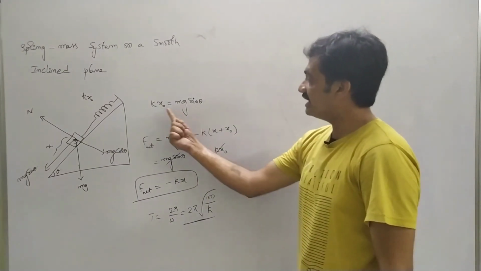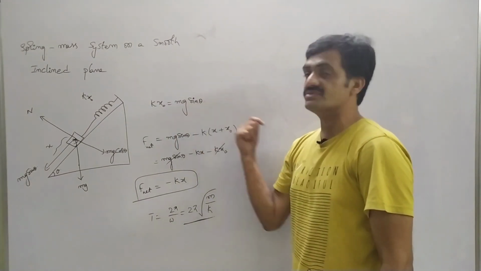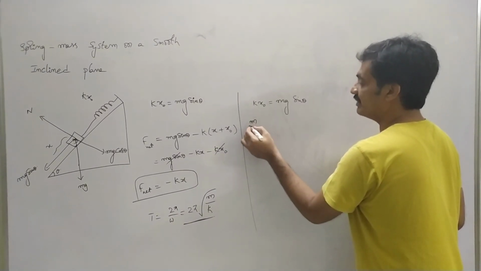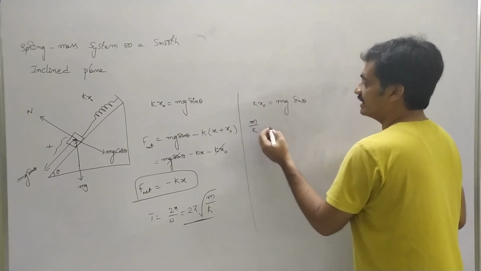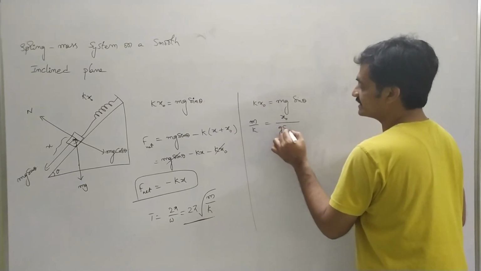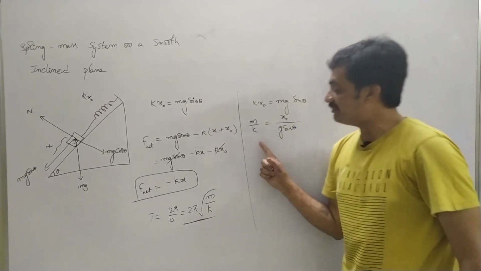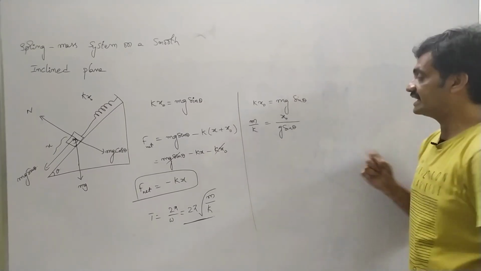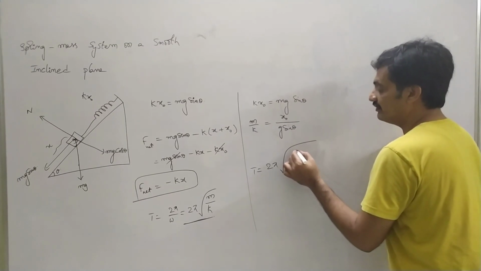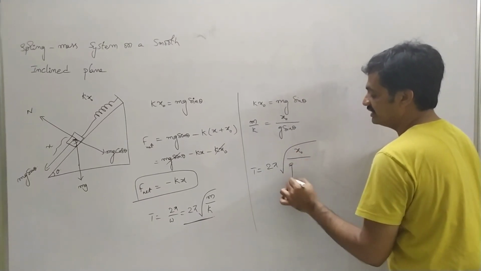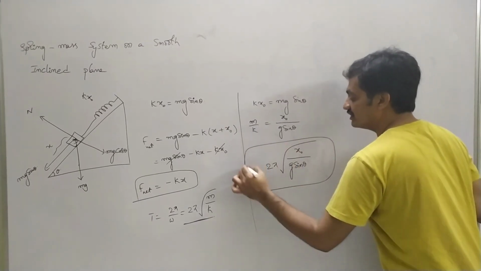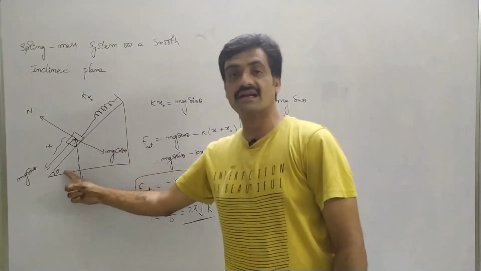Observe that kx naught is equal to mg sin θ. From this equation we are going to write the value of m by k. M by k is x naught by g sin θ. So in the place of m by k, we can substitute x naught by g sin θ. As we substitute, the time period is given as 2π into the square root of x naught by g sin θ. This represents the time period of oscillation of a spring on an inclined plane.